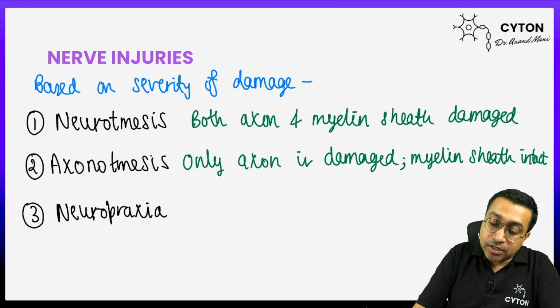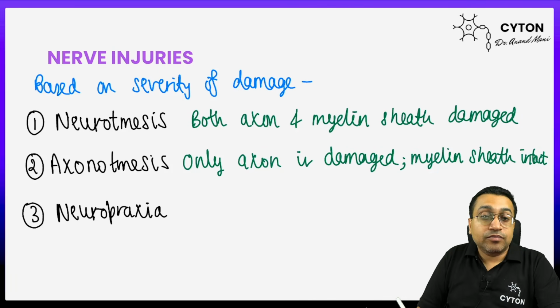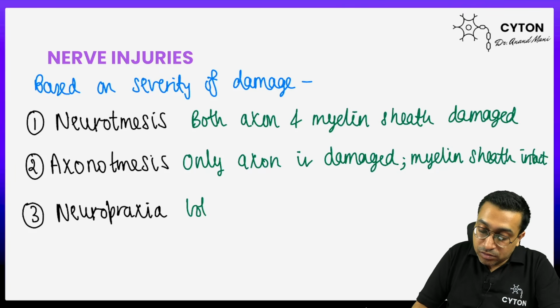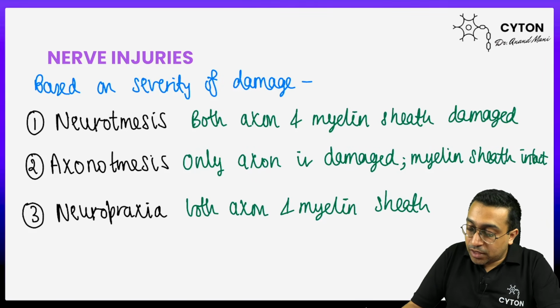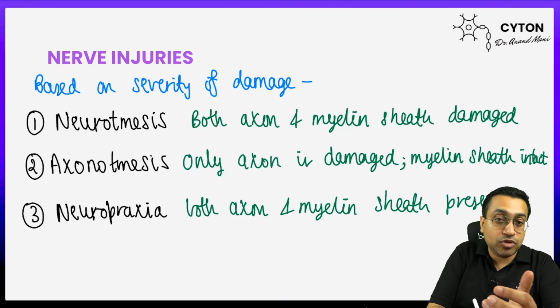Okay, then you have neuropraxia. There, both the axon and the myelin sheath are damaged? No, they are preserved. So please pay attention, that is an MCQ they also ask you.